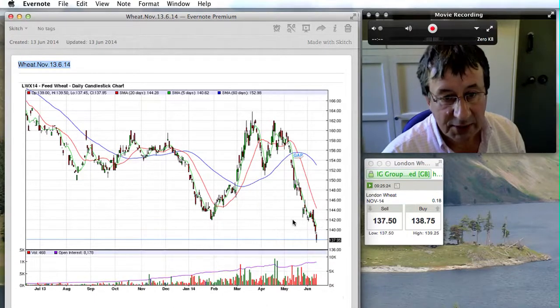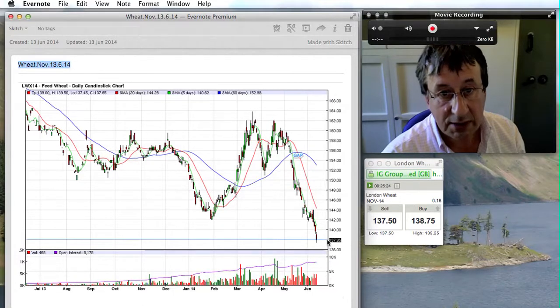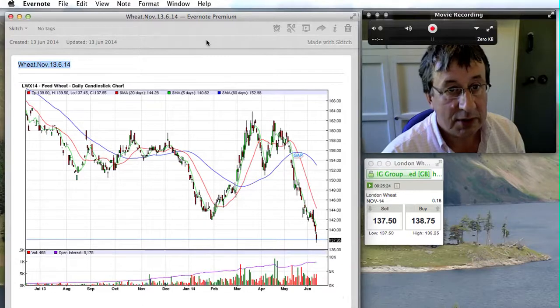But the reverse of this, obviously if we break this line here during next week and continue on down, then we know where the downside targets are. So obviously that's your risk reward on the trade at the present moment.